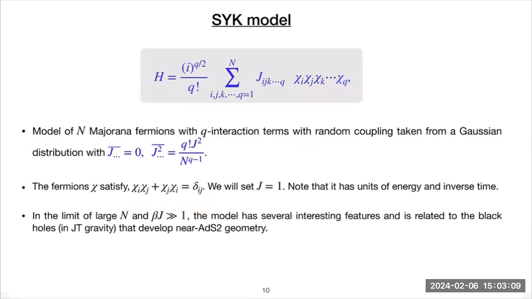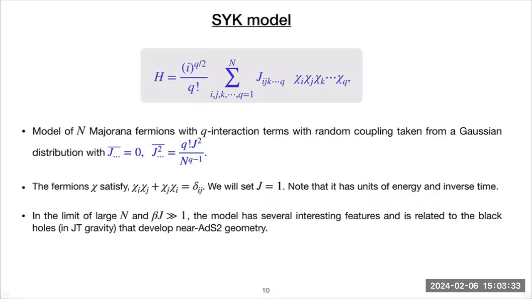Anticommutator of chi i, chi j is delta ij. And we'll set j equal to 1. This j here will be set to 1. This can be taken as something else also, but for our calculation, we just set it to 1. Set q equal to 4 in what follows. Note that j has dimensions of energy or inverse time.